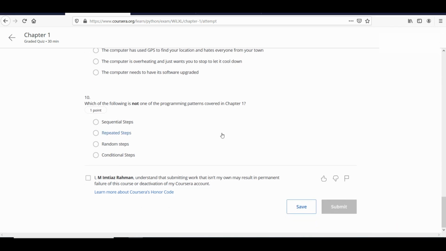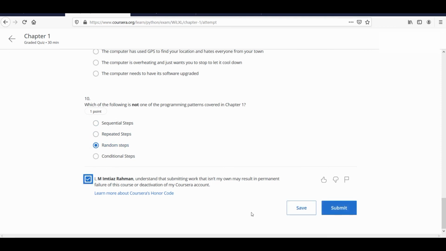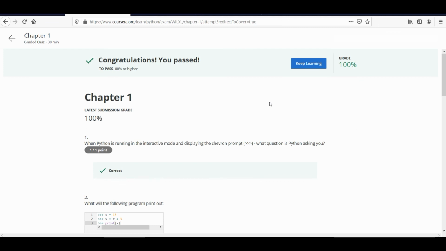Okay, question 10, the last one. Which of the following is not one of the programming patterns covered in chapter 1? Well, if you've seen the lectures, random has not been covered. Okay, let's find out how I did. Okay, I got 100%.